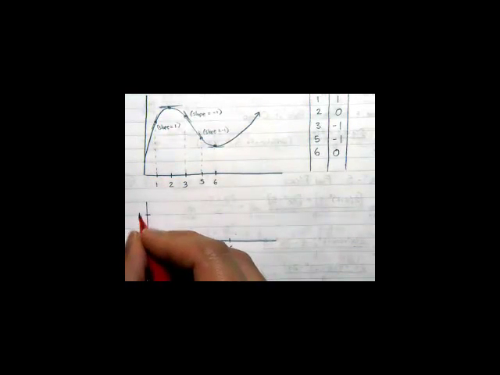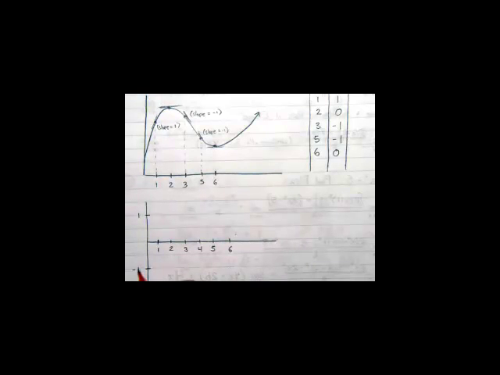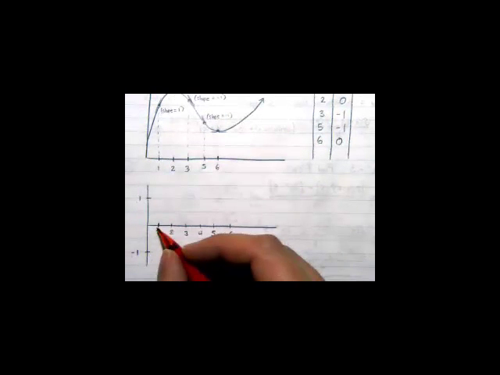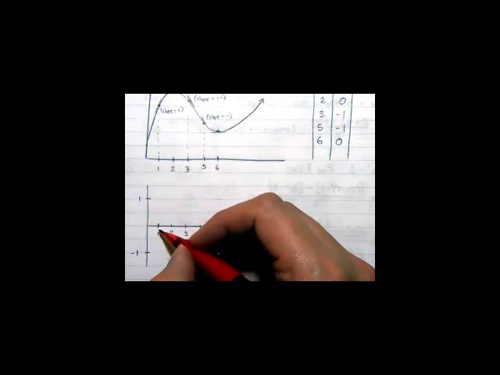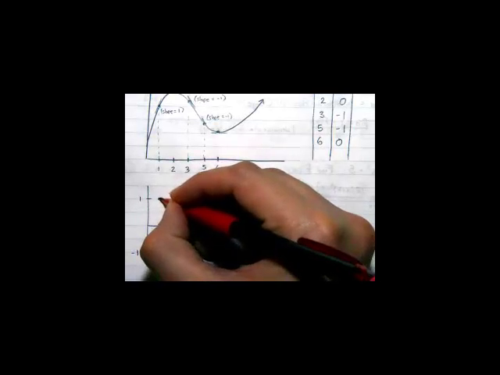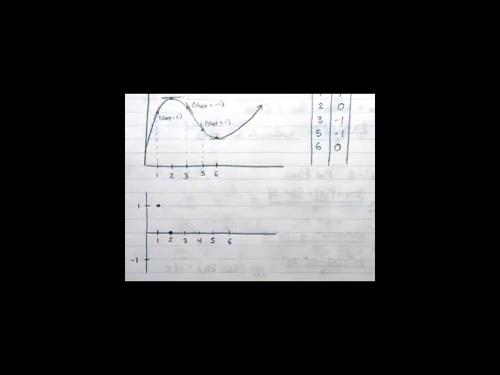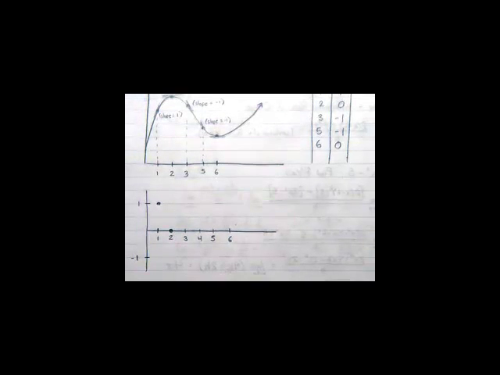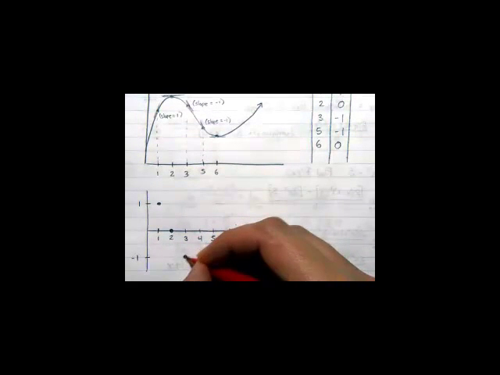And let's say 1 is up here, negative 1 is down there, just to give ourselves a little bit of space here. All right, so when x is 1, f prime is 1. When x is 2, f prime is 0. When x is 3, f prime is negative 1. And then at 5, also negative 1. And then at 6, it's 0.